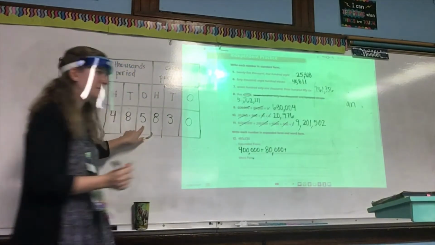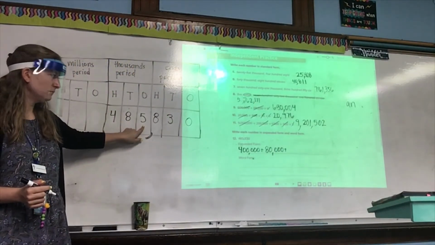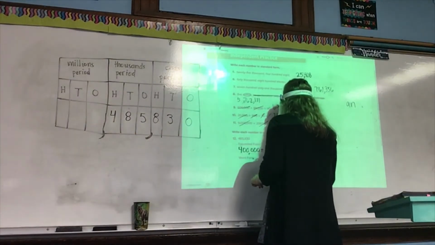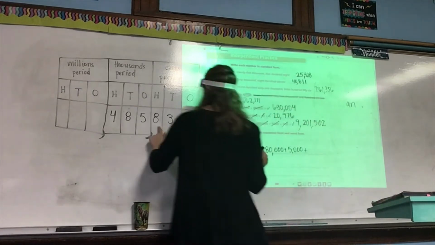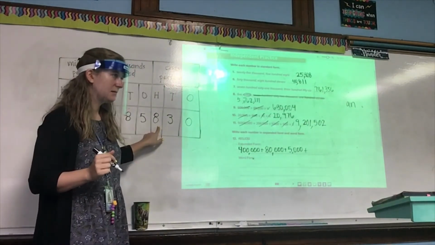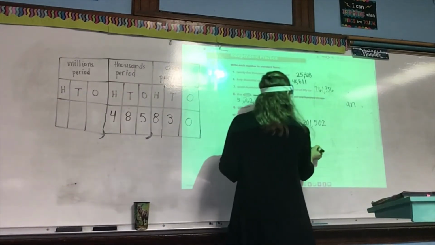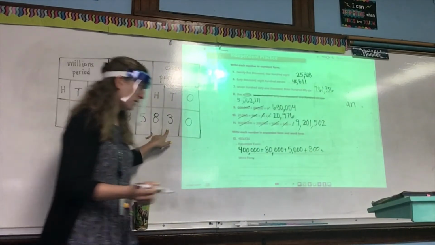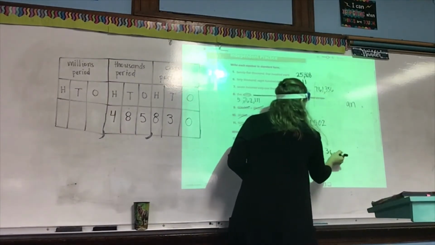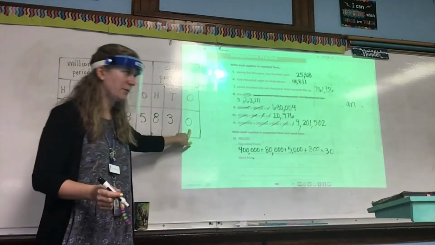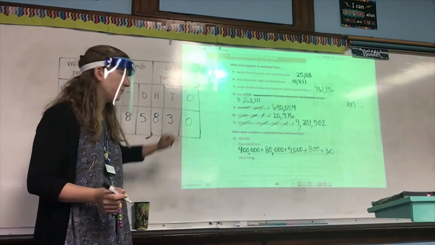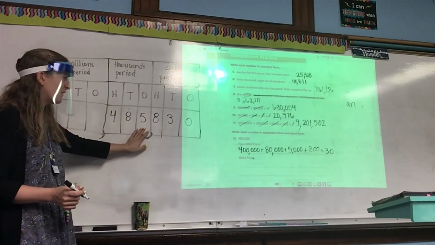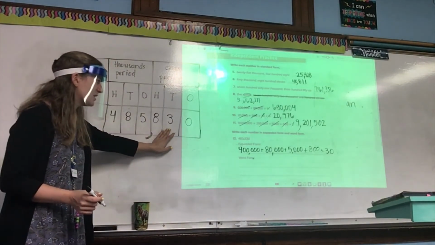Plus 5,000, confident. Plus 800. Plus 30. Do we need to do plus 0 for the ones place? No. So we have 400,000 plus 80,000 plus 5,000 plus 800 plus 30.